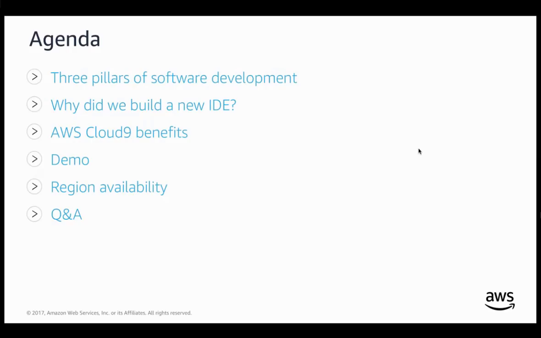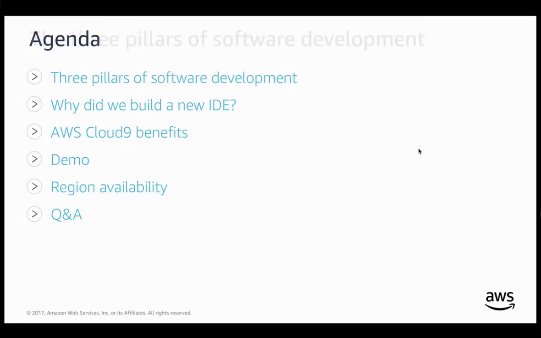And before we dive into the webinar, let me just walk you through the agenda today. We will start with the 3 pillars of software development, and I'm just going to share a little bit about how we think about software development here. As a next topic, we'll talk about why we set out to build a new IDE. Then after that, we'll dive into the Cloud9 benefits. So I will just share some of the strong points of Cloud9. And then we'll dive into a demo where we just explore the IDE and dive deeper on some of the features. After the demo, we'll look at the region availability, and then there's going to be time for questions and answers, so you get all questions covered you might have.